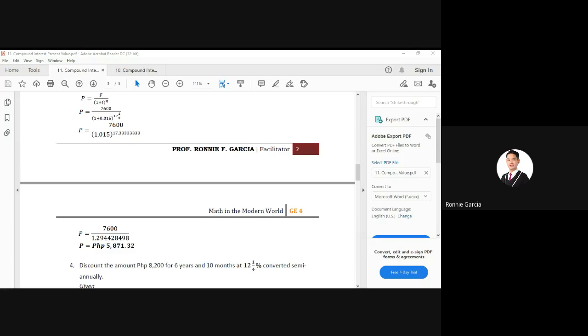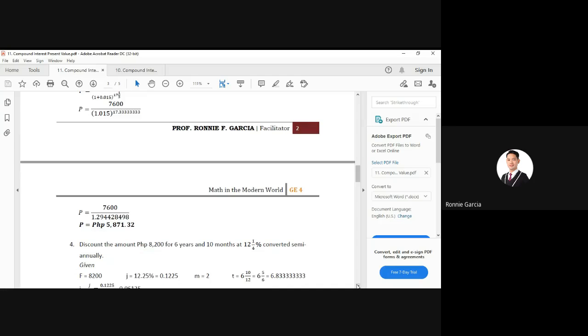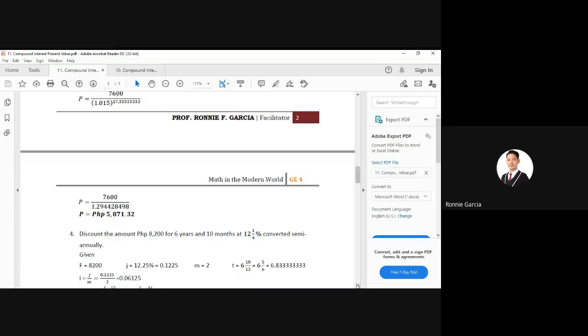I think there is no other answer. So let's take 3,638.91. Solution: we have 8,200 as our future value, and 6 years and 10 months as our term. That's another non-terminating decimal because 10 divided by 12 is 0.833333. Then plus 6, because it is 6 years. So you have 6.833333.